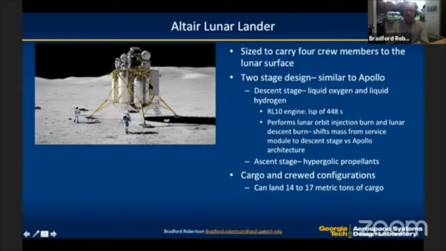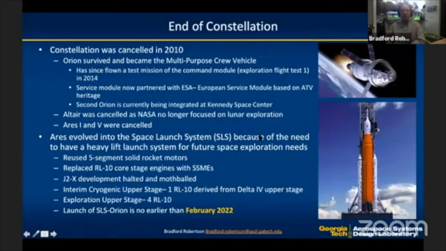However, this is kind of the interesting part, that started to go with a hydrogen and oxygen stage. So that's why you can see there's some very big tanks here, because that was a much more efficient system. And you also needed that efficiency because you're also performing that additional delta V with the lunar orbit insertion burn. The ascent stage, similarly, contained hypergolic propellants because that was going to be in space most of the time. And the idea behind this is you could land between 14 and 17 metric tons of cargo onto the lunar surface. So this was canceled in 2010.